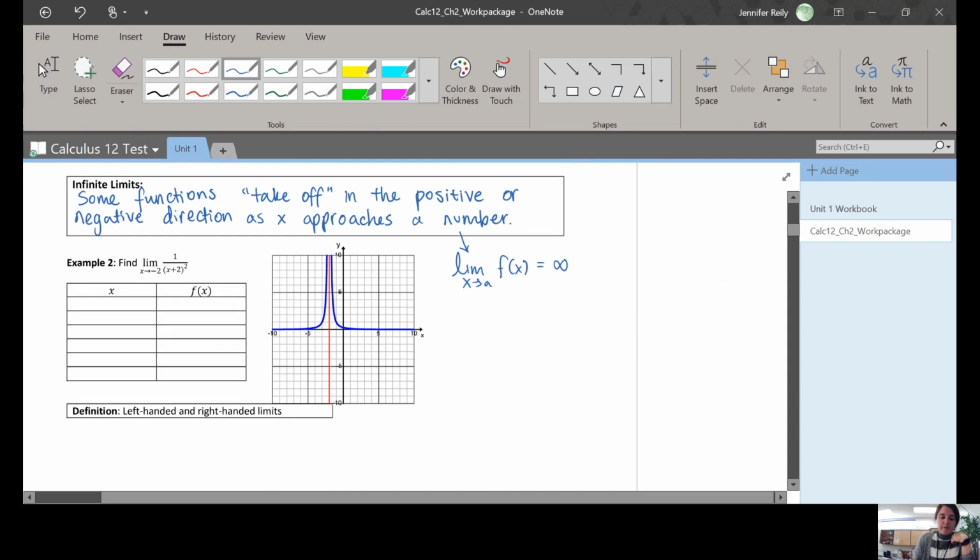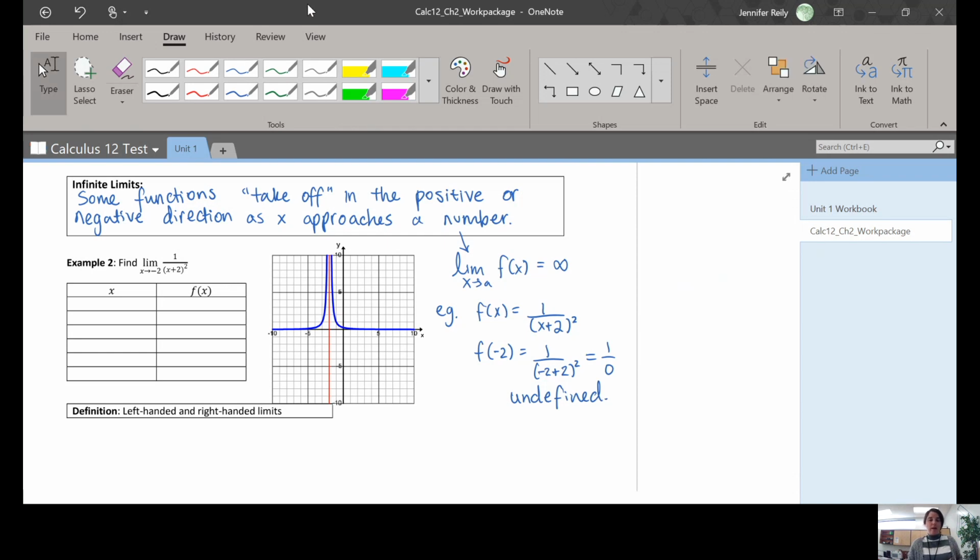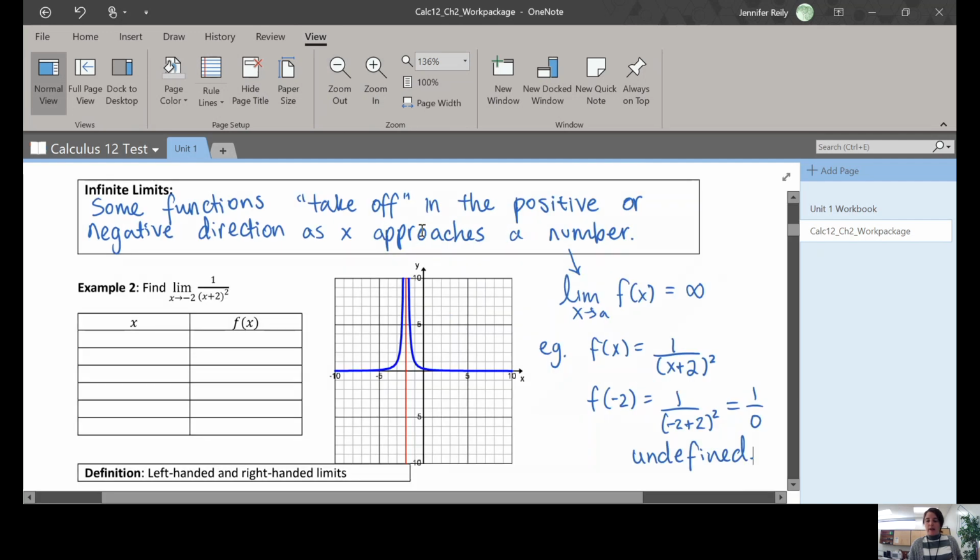So here in example 2, we have the function f of x equals 1 over (x plus 2) squared. And let's say we're interested in this point, negative 2. It's not part of the function. It's not part of the domain. So when you plug in negative 2, you get 1 over 0, so it's undefined. But let's say you still wanted to graph this function, and you want to know what's going on near that point, at x equals negative 2. So that's where the limit's going to come in handy.